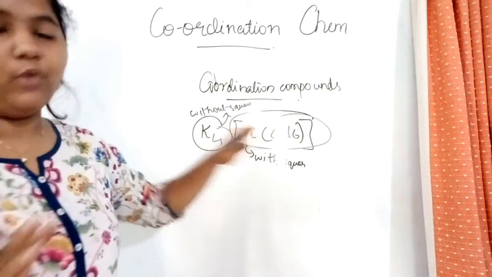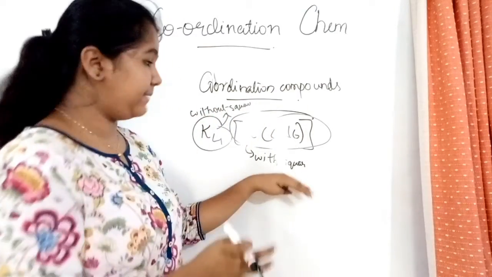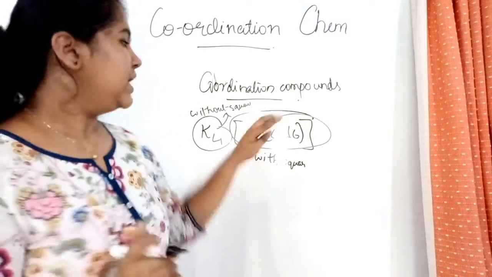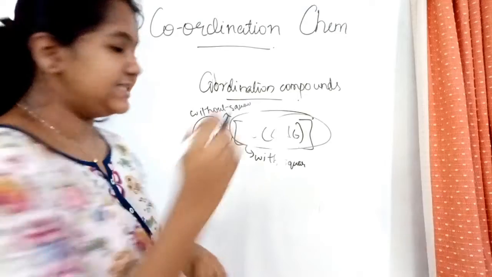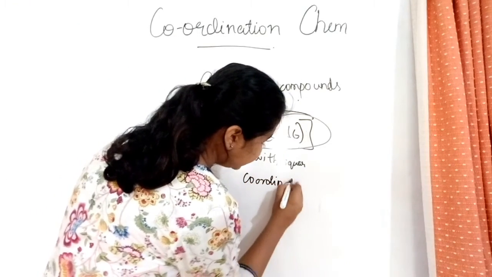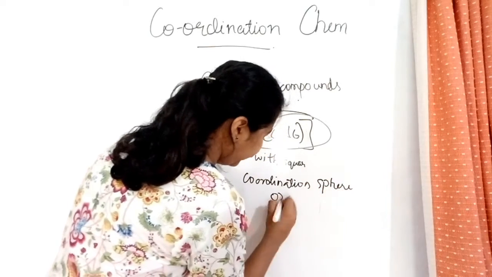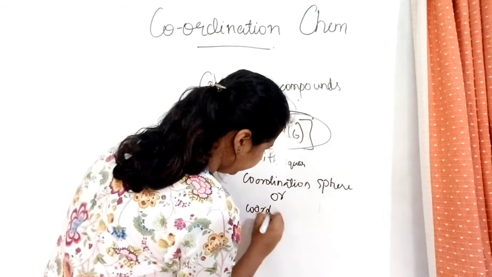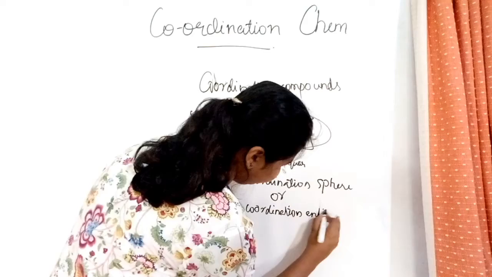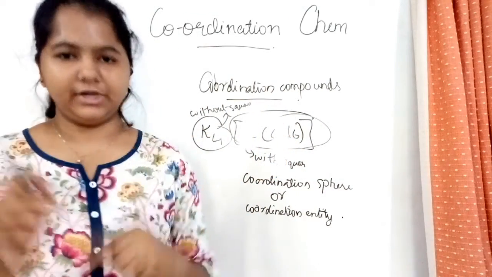Over here, I told you that you can divide it into 2 parts: one with square bracket and one without square bracket. Each of these has a specific name. The one with square bracket is called either the coordination sphere or the coordination entity. Get it? Coordination sphere or coordination entity.